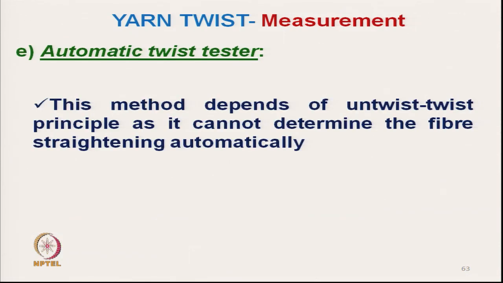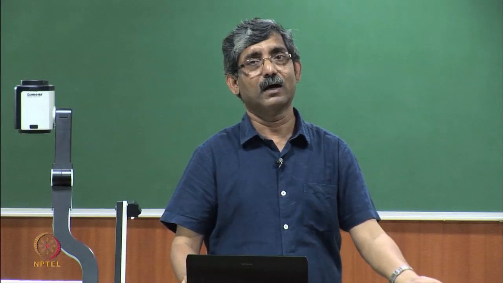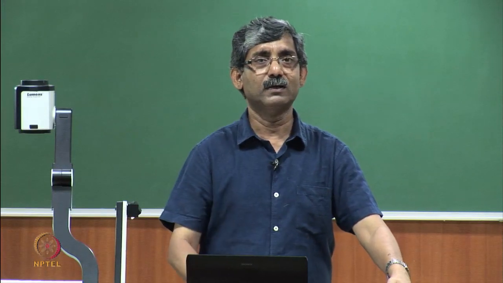Another test is the automatic twist tester. This is simple like other techniques, just automatic. This method depends on the untwisting-twisting principle, and it cannot determine the fiber straightening automatically. So, the earlier method is manual, this is the automatic method.